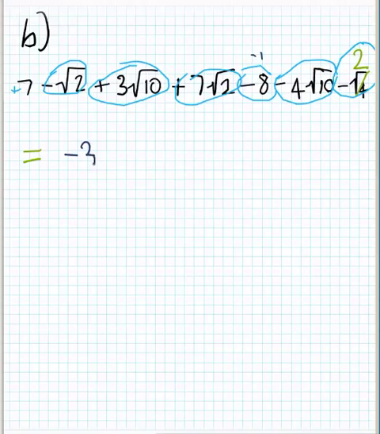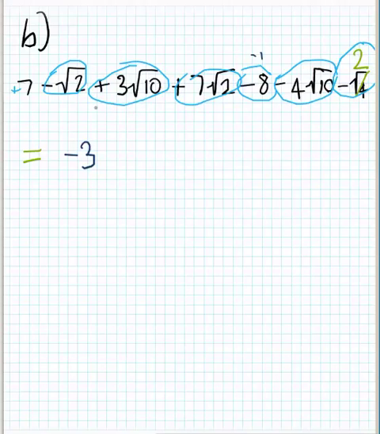So please be careful with your negatives. Once again, positive 7 minus 8 is negative 1. And negative 1 minus 2 is negative 3. And just remember, square root of 4 is a 2. That's how that 2 got there.